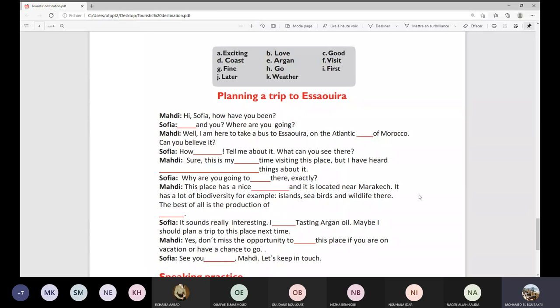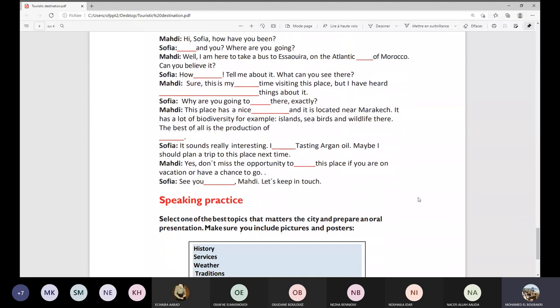Sofia, why are you going to free space there? Exactly. Mehdi, this place has a nice free space and it is located near Marrakech. It has a lot of biodiversity, for example, islands, seabirds, and wildfire or wildlife like there. The best of all is the production of free space. Sofia, it sounds really interesting. Free space, testing argan oil. Maybe I should plan a trip to this place next time. Mehdi, yes, don't miss the opportunity to free space this place if you are on vacation or have a chance to go. Sofia, see you. Free space, comma, Mehdi, let's keep in touch.